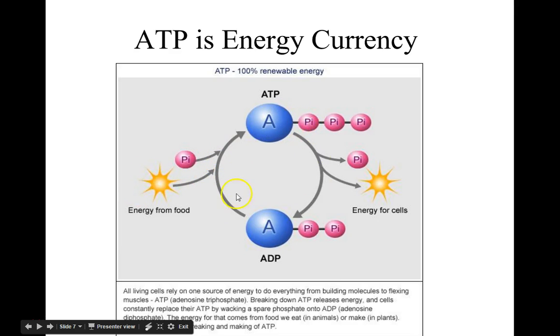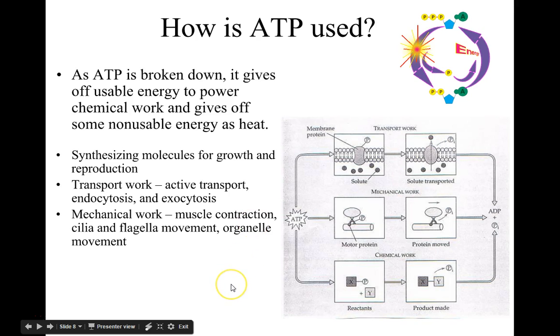So there's a constant cycle of ATP to ADP. As our cells require it, we break apart this bond and make more ADP. And so it's a constant cycle. We consider ATP as currency because we can spend it, we can store it, or we can build more of it. So how is ATP utilized in our cells?